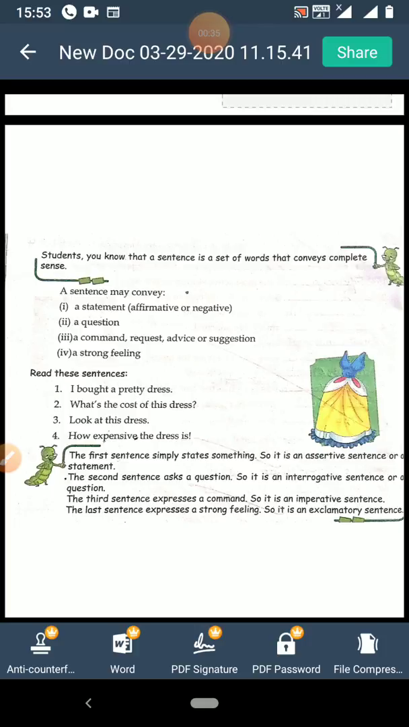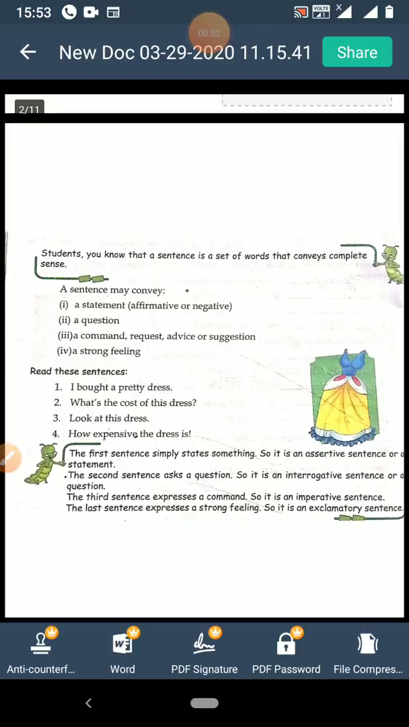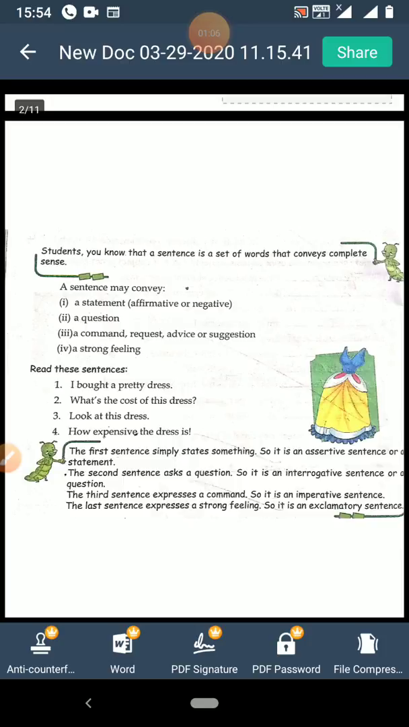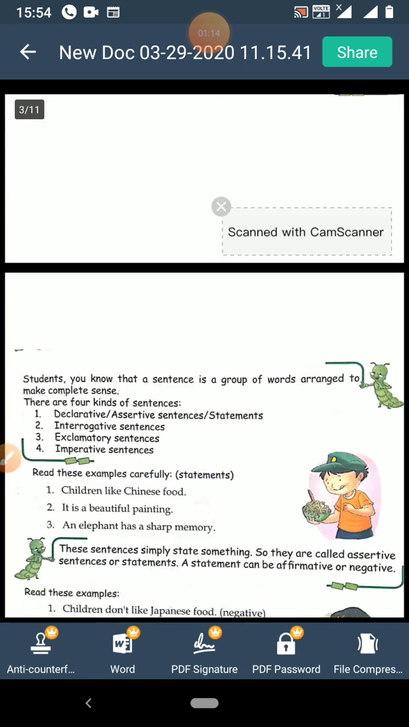I bought a pretty dress. The first sentence simply states something, so it is an assertive sentence or a statement. Second, what's the cost of this dress? The second sentence asks a question, so it is an interrogative sentence or a question. Look at this dress. The third sentence expresses a command, so it is an imperative sentence. Fourth, how expensive the dress is. The last sentence expresses a strong feeling, so it is an exclamatory sentence.